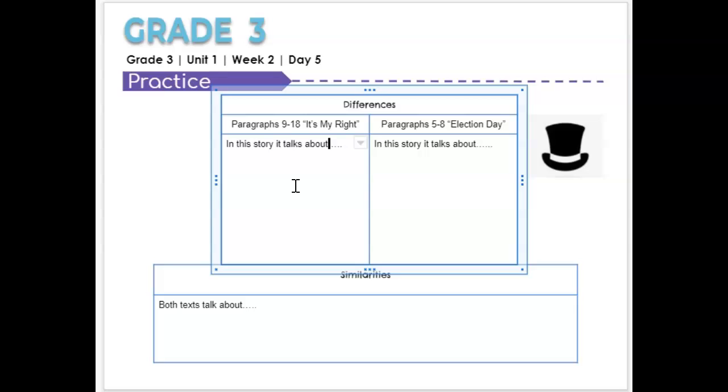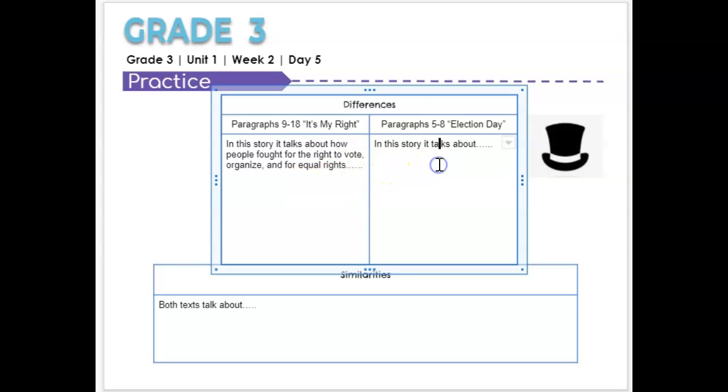In this story, it talks about how people fought for the right to vote, organize, and for equal rights. So that's just an example.